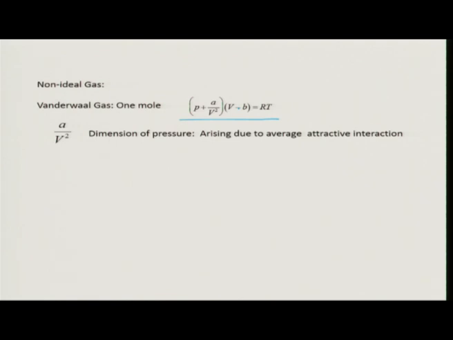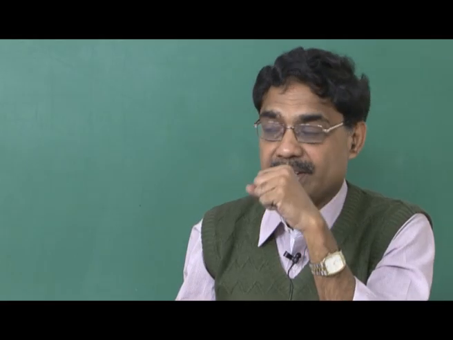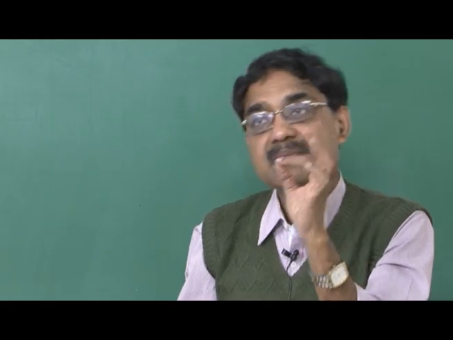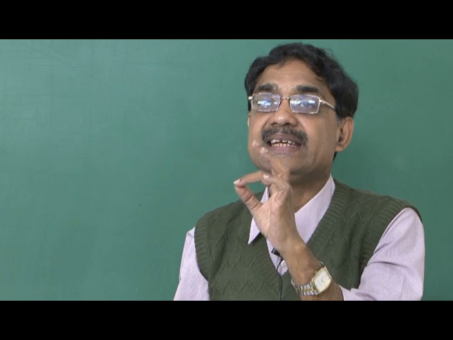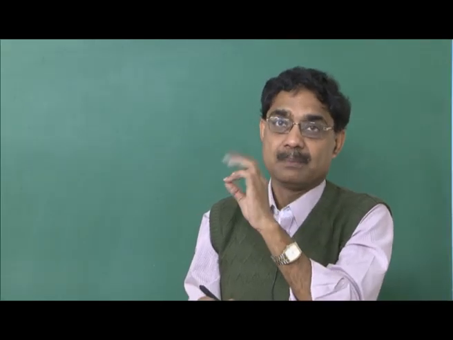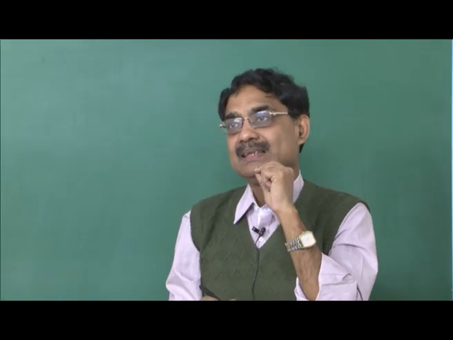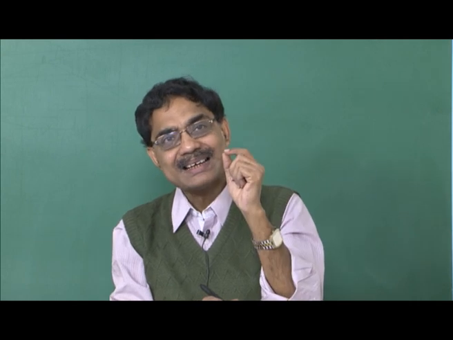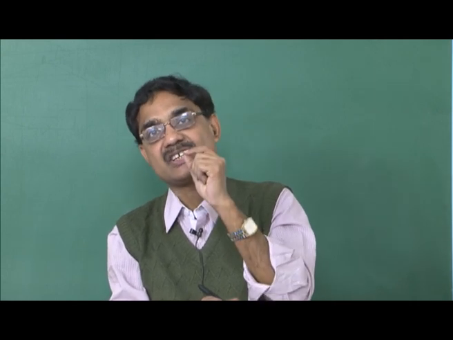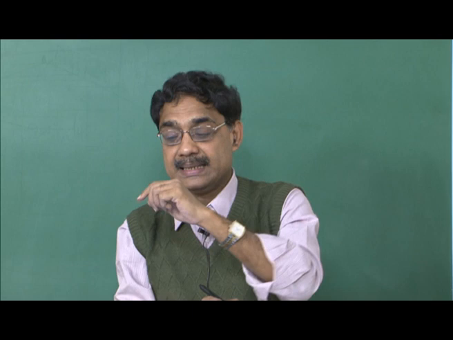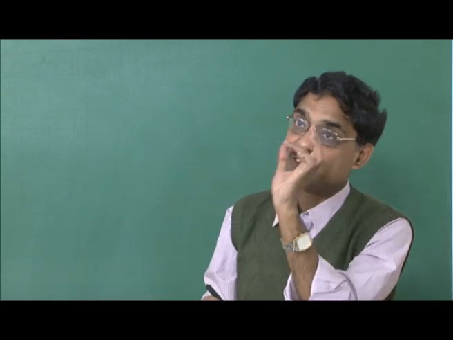Where does this correction come from? I told you that I am assuming molecules are completely non-interacting, but remember there is a weak attractive interaction between the molecules. This A by V square captures that.